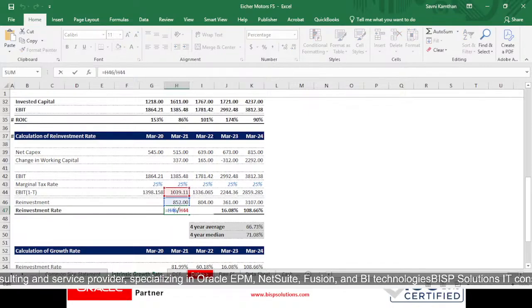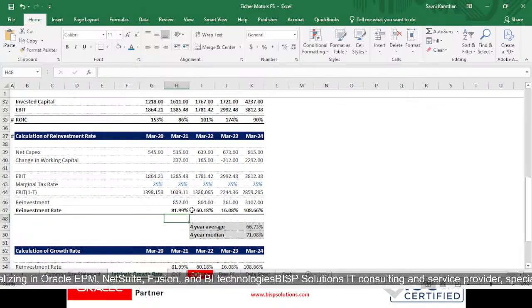After that, if we want to calculate our reinvestment rate, how do we do that? We have calculated our reinvestment rate as reinvestment upon EBIT times (1 minus T). Once the calculation is done for March 21, we have dragged it till March 24, right?